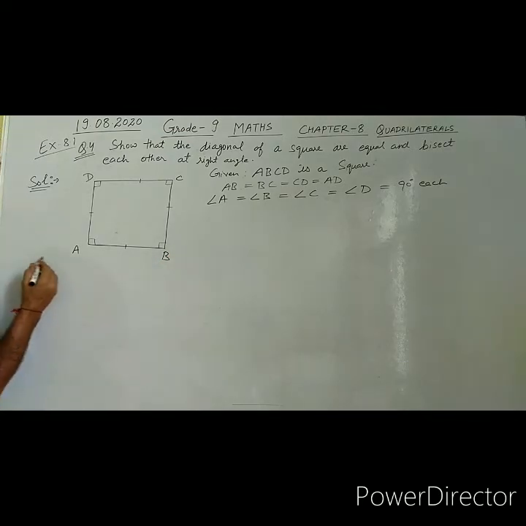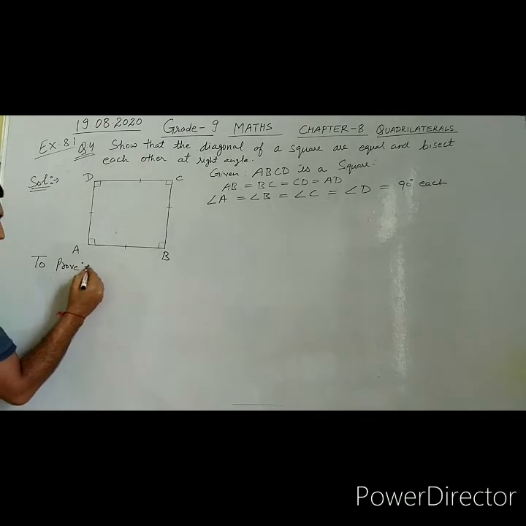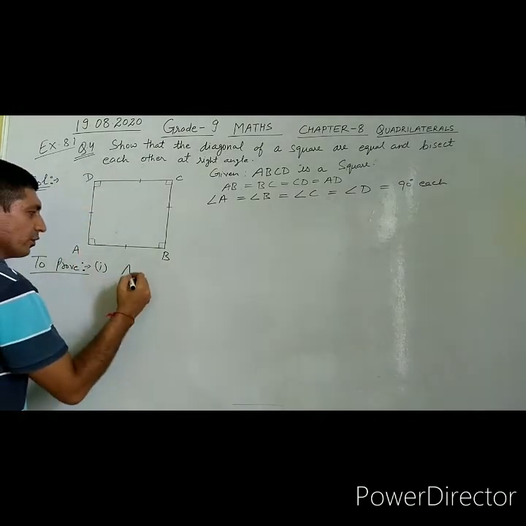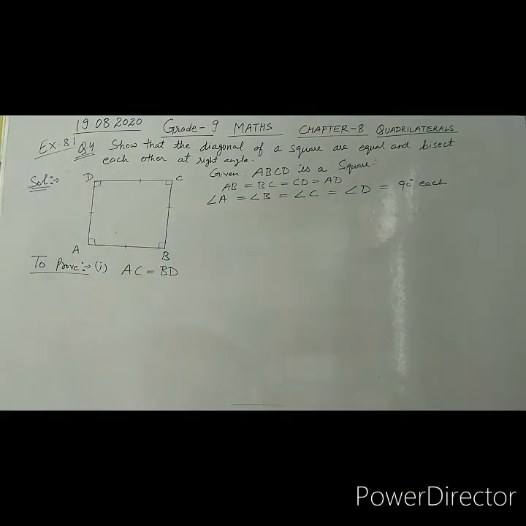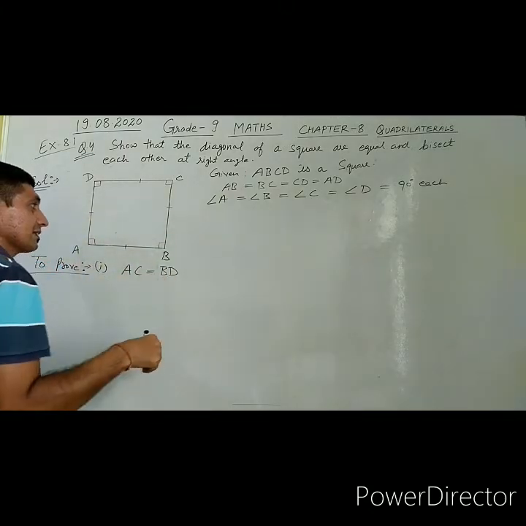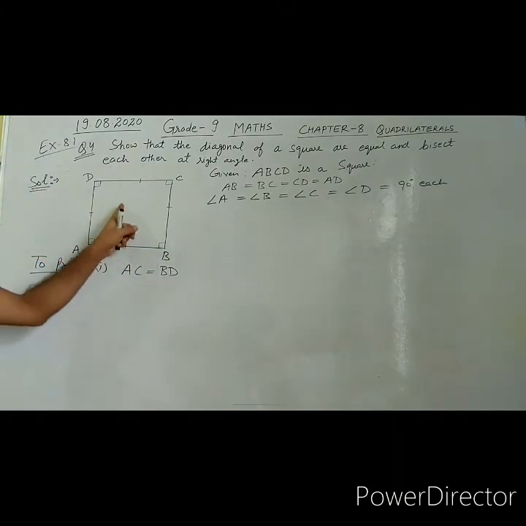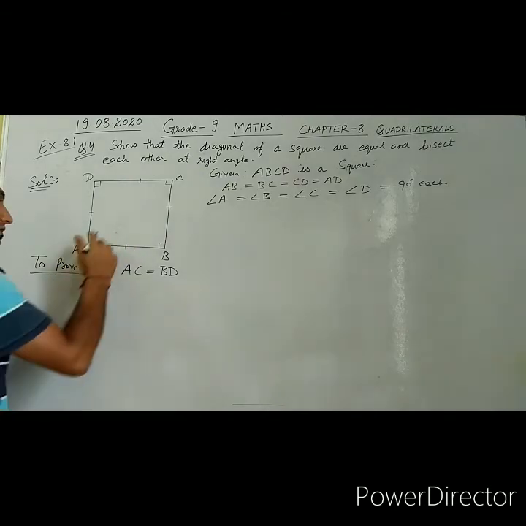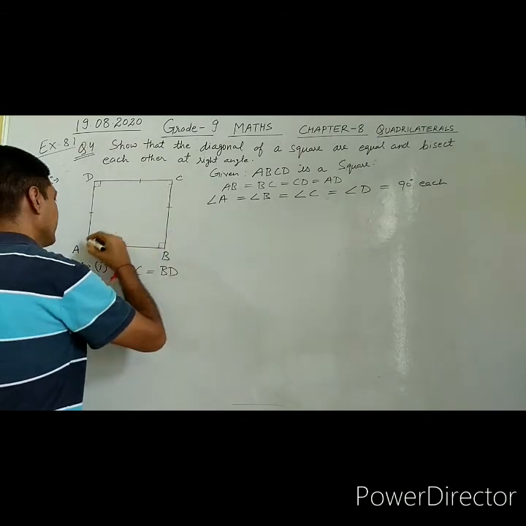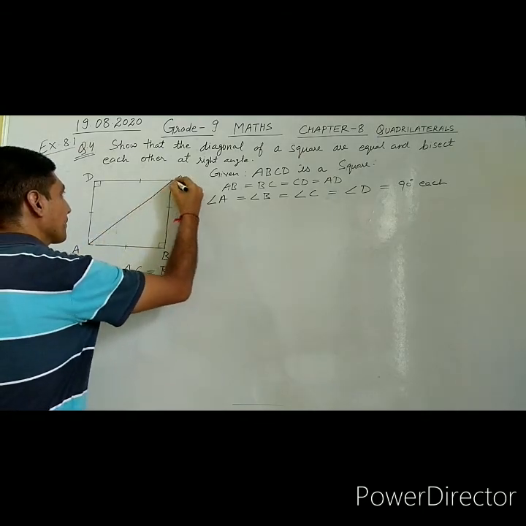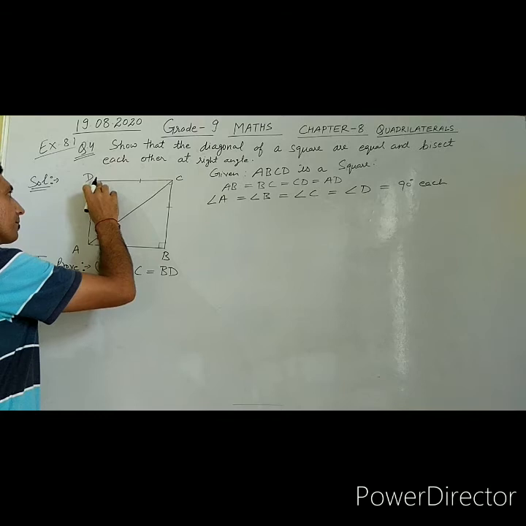Now, what do we want to prove here? We want to prove first that the diagonal AC is equal to BD, and second that they bisect each other at a right angle. So when we join A with C, and B with D.